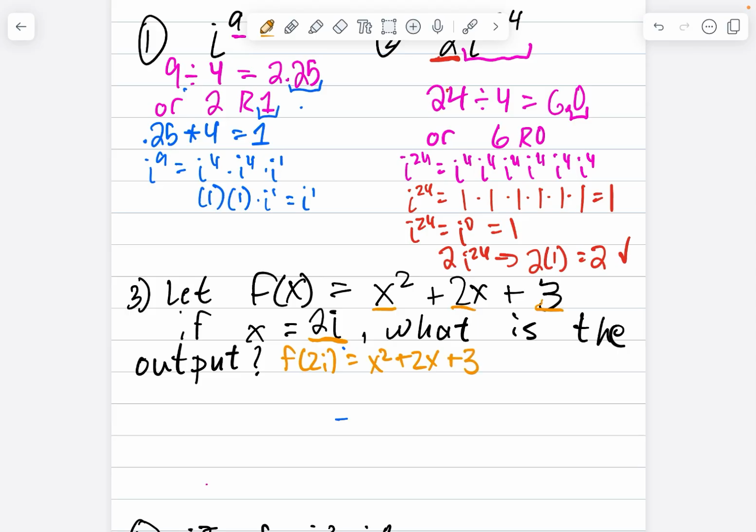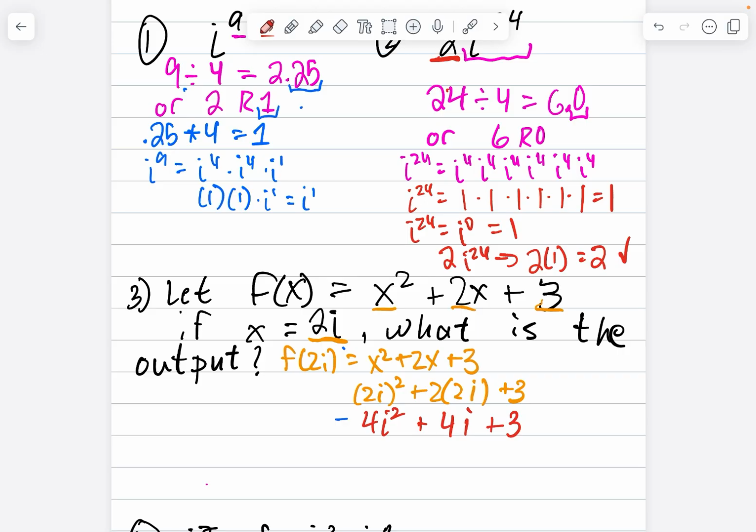So wherever you see x, because now this is the input of the function, you're going to put 2i instead. So let's do it. Instead of putting x squared, I'm going to put 2i squared. Instead of putting 2x, I'm going to put 2i in parentheses. And I'm just going to bring the 3 down. All right. So 2i squared is 2 times 2 is 4, and i times i is i squared. Plus 2 times 2 is 4. There's nothing to do, the i is by itself. And I bring over my plus 3.